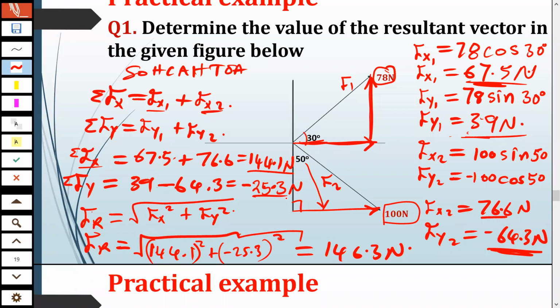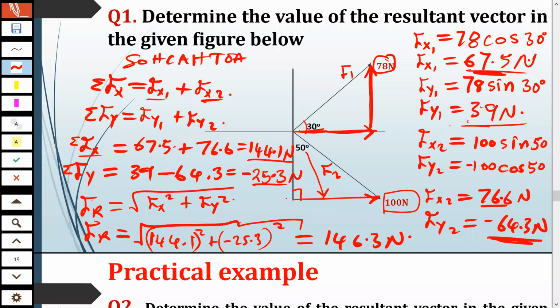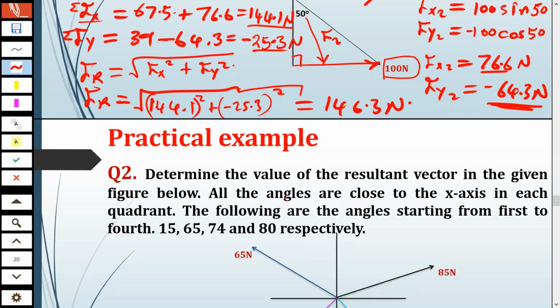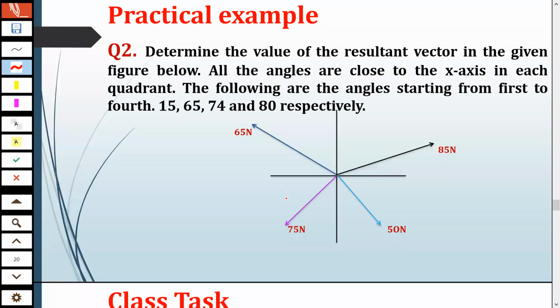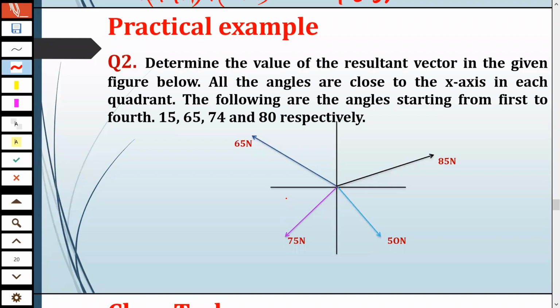All right, so let us quickly look at the next example. So this example has 1, 2, 3, 4.